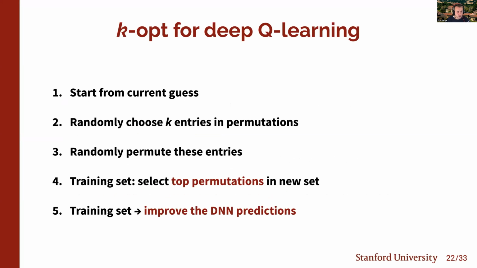So this is the kopt strategy, and we use kopt the way I described. You start from the current best guess, which is generated using the Monte Carlo tree search and the deep neural network. Then you pick k entries in the permutation. You randomly permute these entries, right? So you keep doing this a large number of times. And so this generates a very large set of permutations. You select some of the top permutations, and this is going to form your training set to improve the predictions of the deep neural network. So one of the reasons why this algorithm actually works very well.